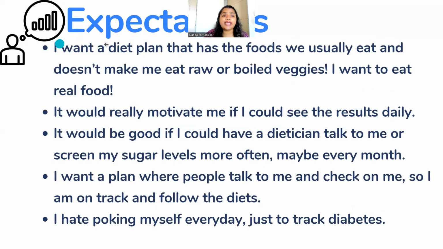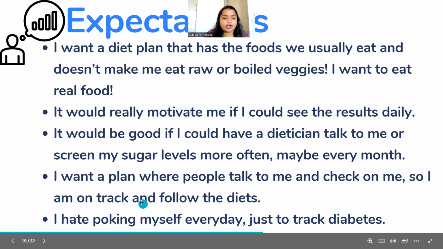Now, what are his expectations? I want a diet plan that has foods we usually eat and doesn't make me eat raw or boiled veggies. I want to eat real food. Okay, so Gopal loves ghar ka khana. It would really motivate me if I could see the results daily. It would be good if I could have a dietitian talk to me or screen my sugar levels more often, maybe every month. I want a plan where people talk to me and check on me, so I am on track and follow the diets. I hate poking myself every day just to track diabetes.